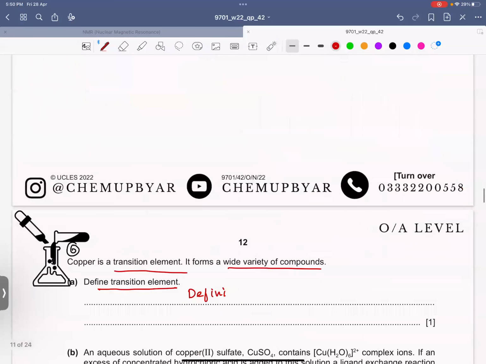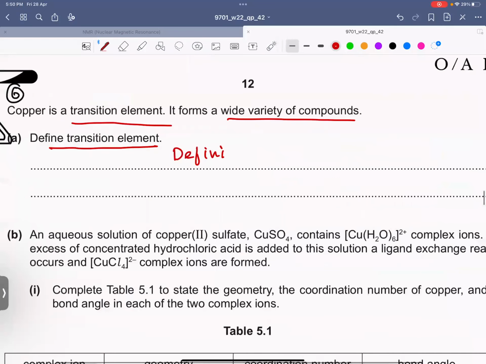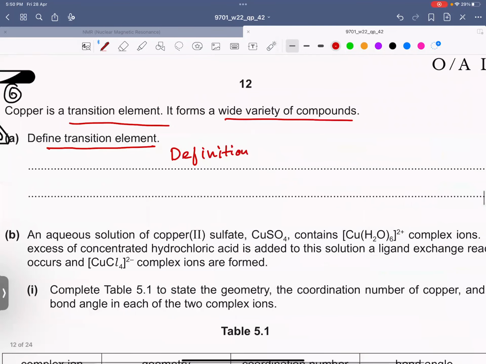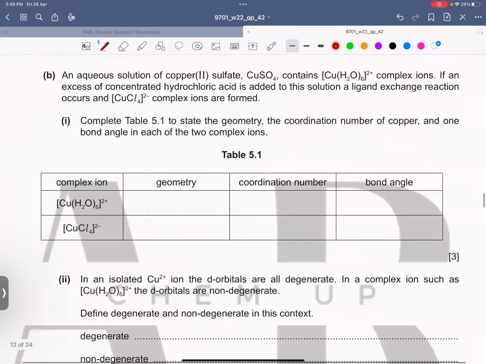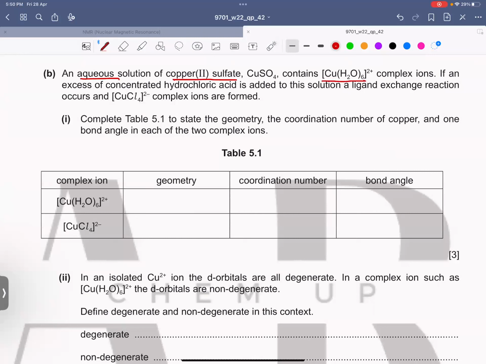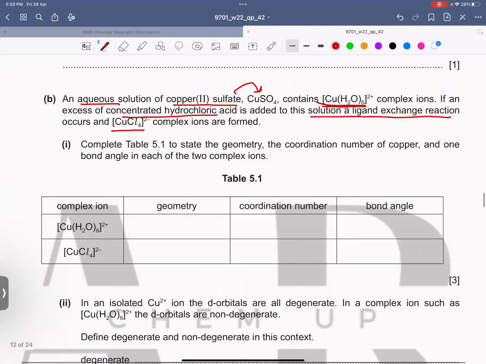So it's a definition, and we have discussed the definition so many times, so I'm skipping it. An aqueous solution of copper 2 sulfate contains hexaaqua copper 2 ions. If an excess of concentrated hydrochloric acid is added to this solution, a ligand exchange reaction occurs and CuCl4 2 negative is formed. If you recall, there are 6 ligands, so its shape would be octahedral over here. And there are 4 chlorides, and in the case of chloride, the shape would be tetrahedral. I hope everybody remembers this.